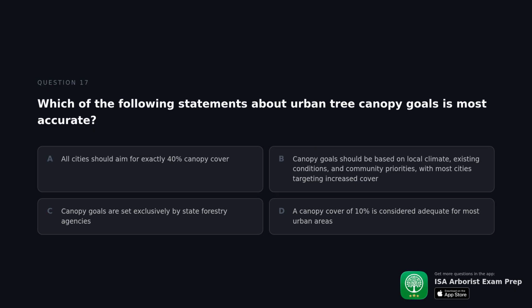Which of the following statements about urban tree canopy goals is most accurate? A. All cities should aim for exactly 40% canopy cover. B. Canopy goals should be based on local climate, existing conditions, and community priorities, with most cities targeting increased cover. C. Canopy goals are set exclusively by state forestry agencies. D. A canopy cover of 10% is considered adequate for most urban areas.